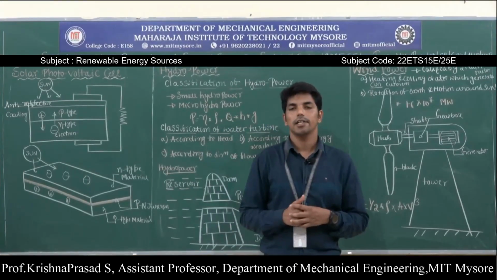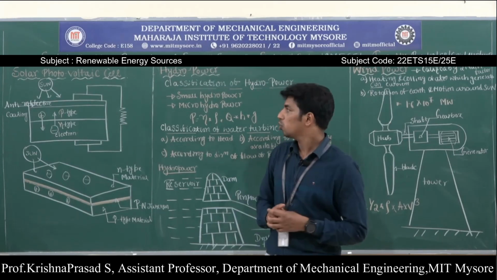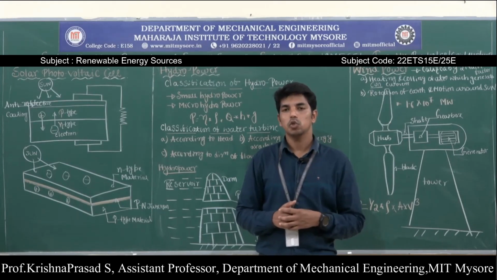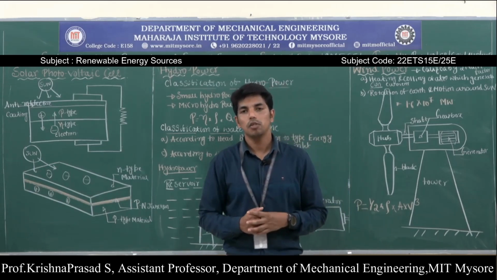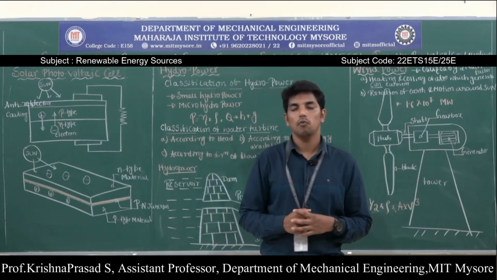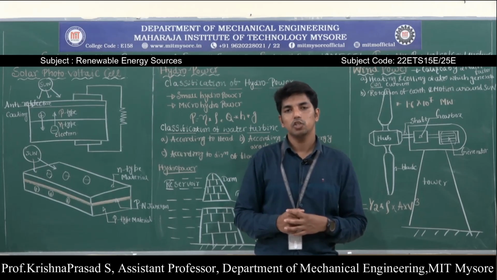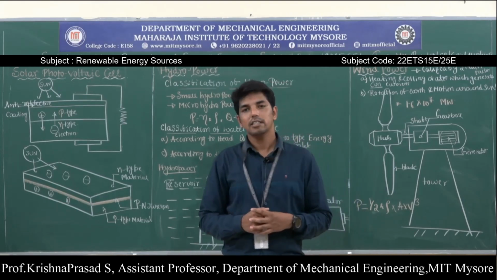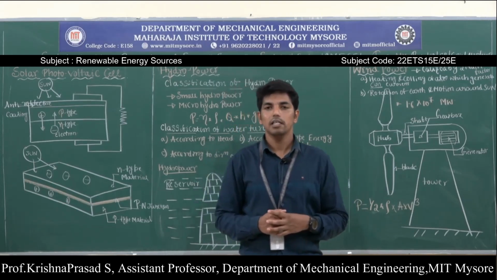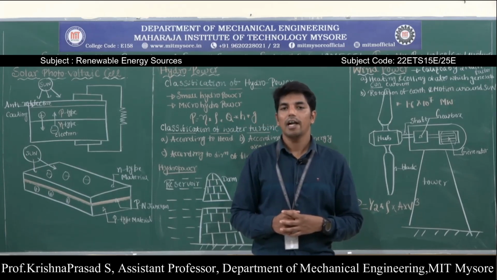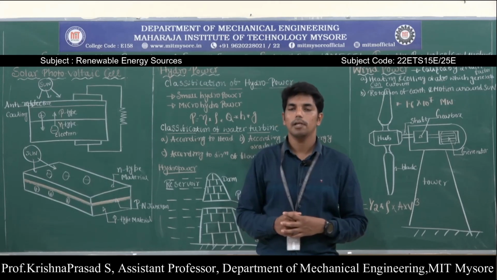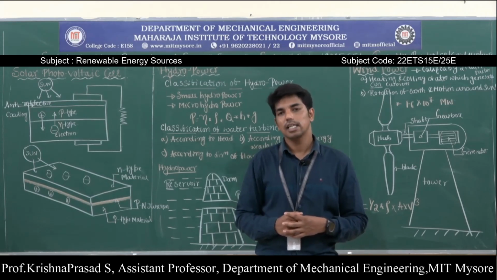Welcome back, students. Next, we are discussing the solar photovoltaic cell. It is also a direct form of solar energy utilization. This photovoltaic cell works on the principle of the photoelectric effect. That means it is used to convert solar energy into electrical energy. Solar photovoltaic systems usually consist of solar panels, and these solar panels are composed of solar cells. These solar cells are usually made up of semiconductor materials like silicon.